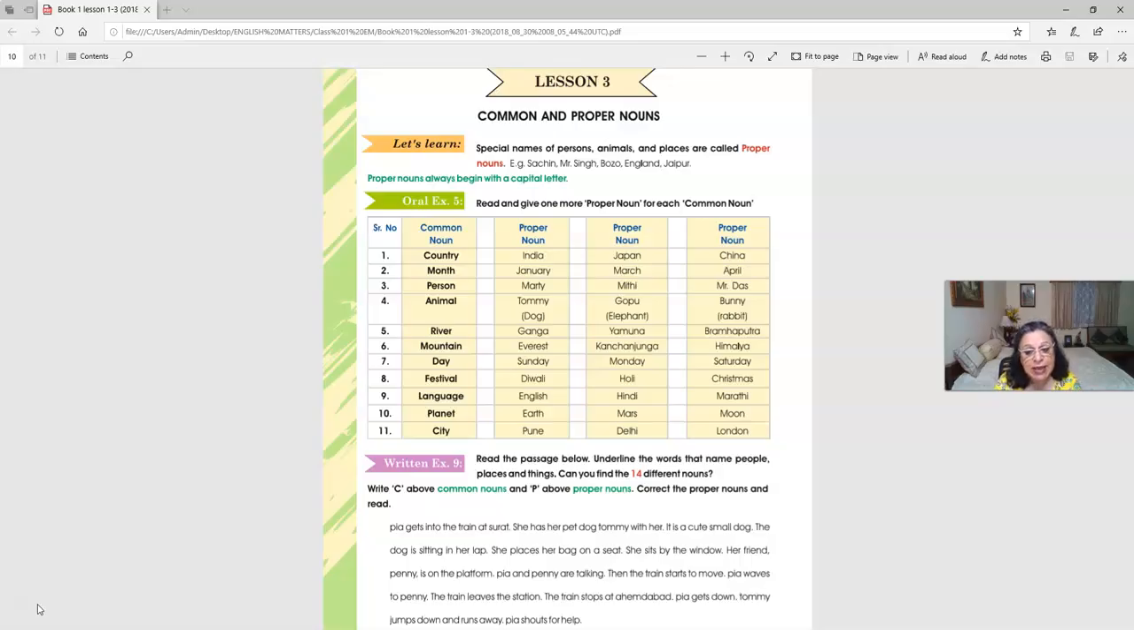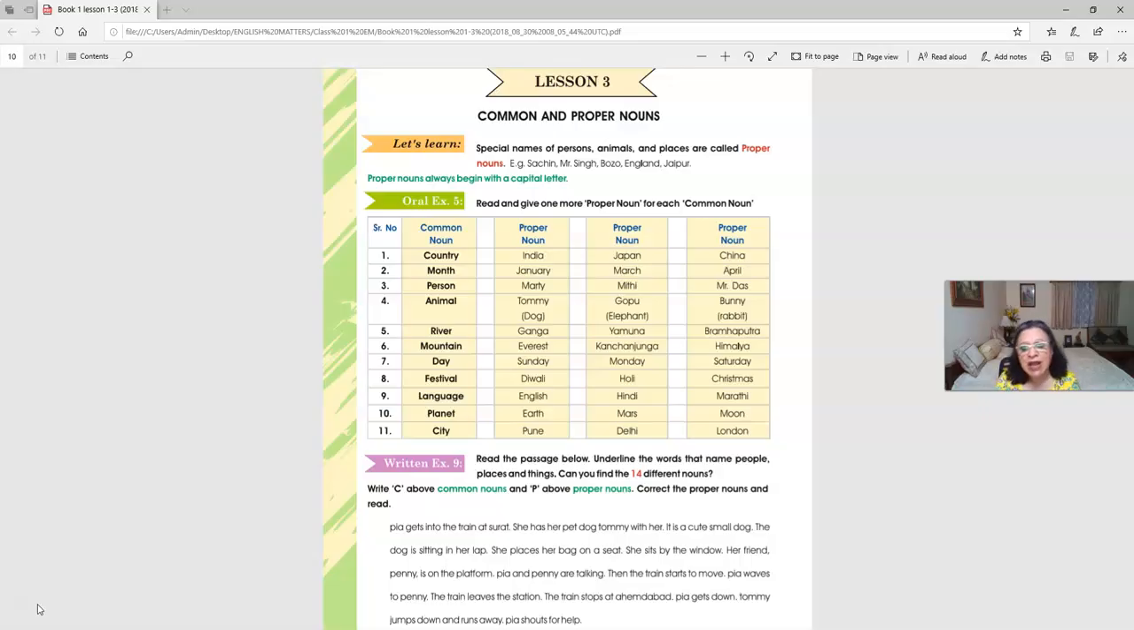If I say city, city can be any city. Now when I say Pune, Pune is a proper noun because it's the name of that city. But if I say city, it's a common noun. Now when I say month, it is a common noun. But when I say January, February, March, then it is the name of that month. So it is a proper noun.